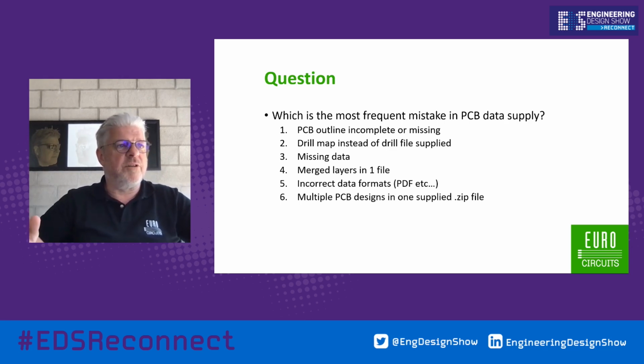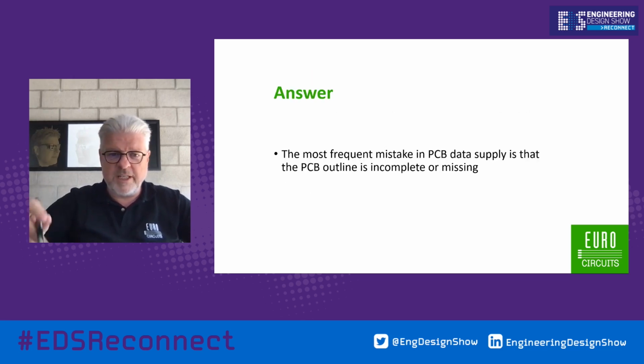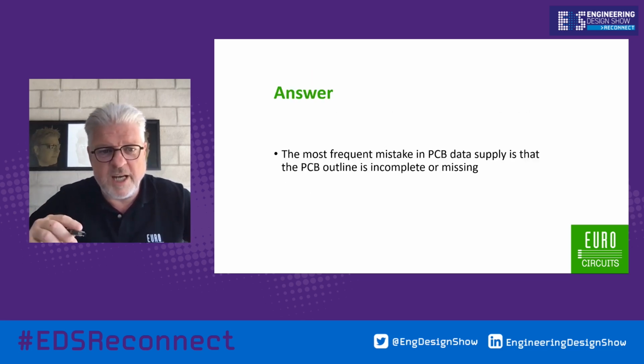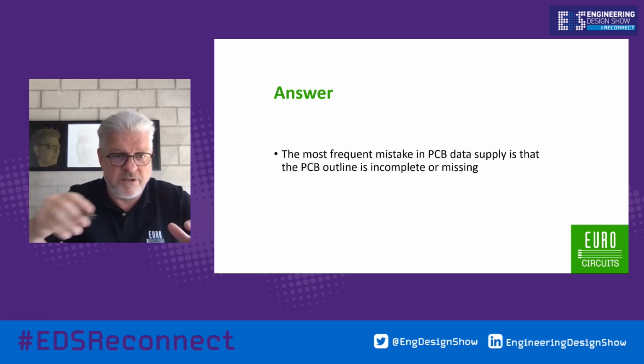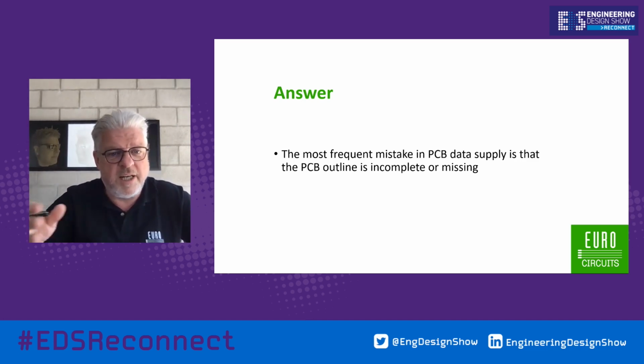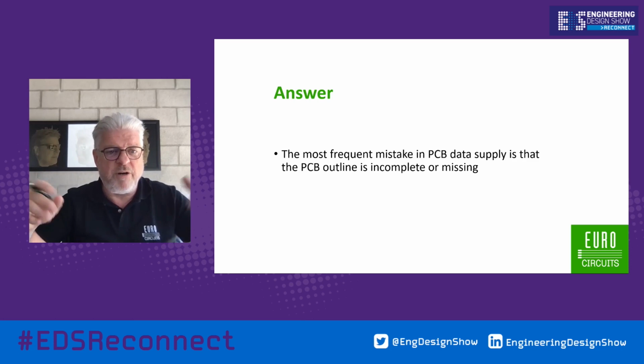It's very difficult. But the question is simple, or the answer is rather simple, and that is, from all these things that happen frequently, the most frequent mistake is that the PCB data is supplied without a good outline, so that the outline is not completely closed or is missing altogether. And in that respect, you can't start a DRC, you can't do design rule check, because any system will say, hey, what is the boundary of my PCB?